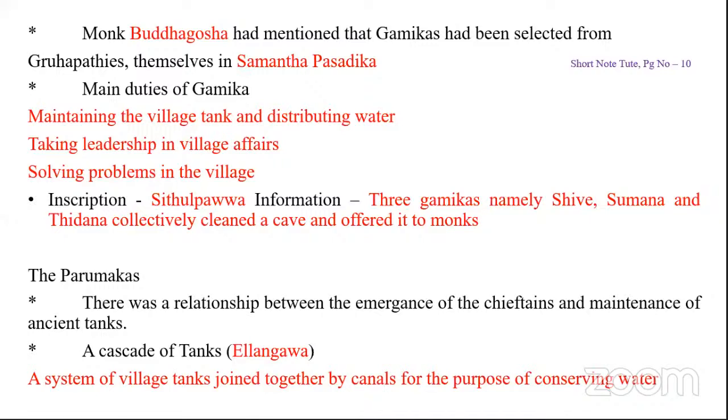Why did they interconnect the village tanks? There were some large village tanks and some small village tanks. During the dry period, some small village tanks dried up. Villagers with large tanks provided water for the villages with small tanks. That's why they interconnected these tanks. Such a system was known as Ellanga. Ellanga, in English the cascade of tanks, was a system of village tanks interconnected through canals.